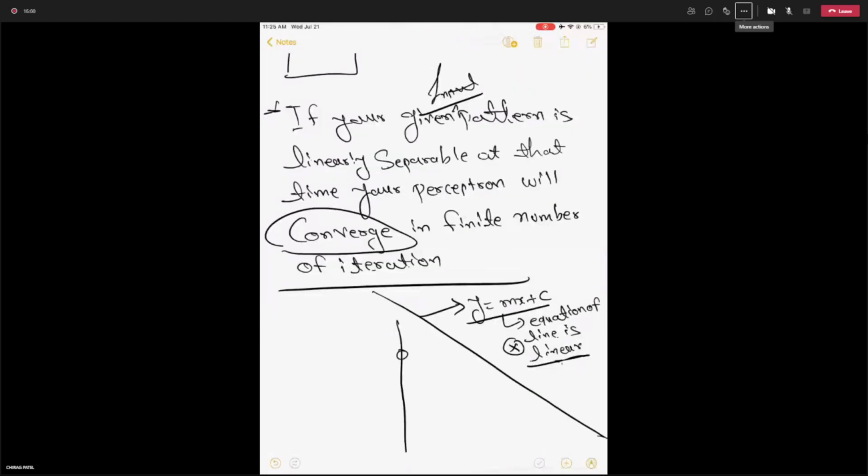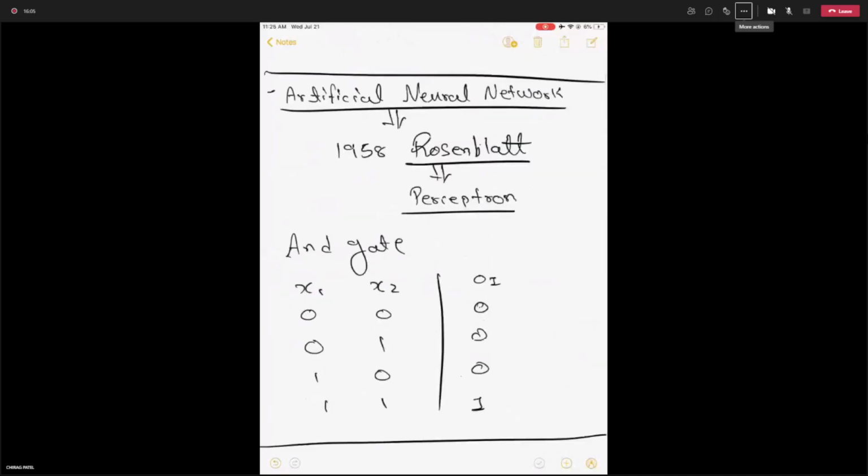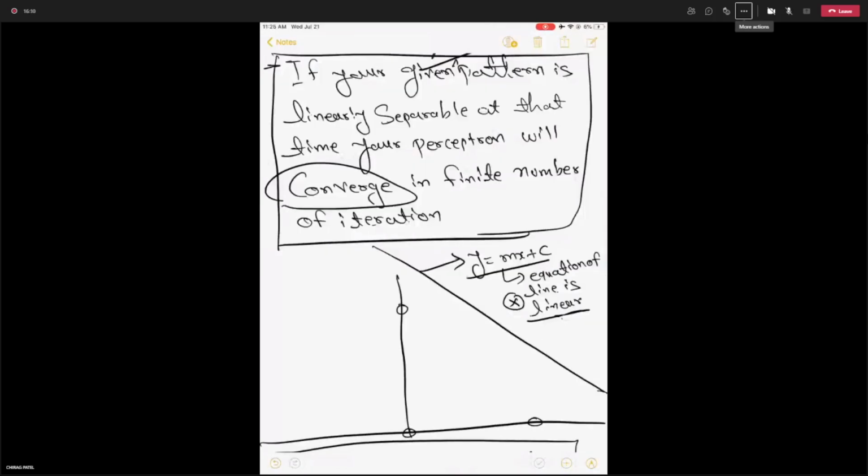Now the statement given by this person: if the given pattern, whatever input you are giving, is linearly separable, at that moment of time your perceptron is going to converge. Convergence means it is going to provide you the solution in a finite number of iterations. I think you people have learned the algorithm subject, if I'm not wrong. Computer algorithms, did you learn or not?